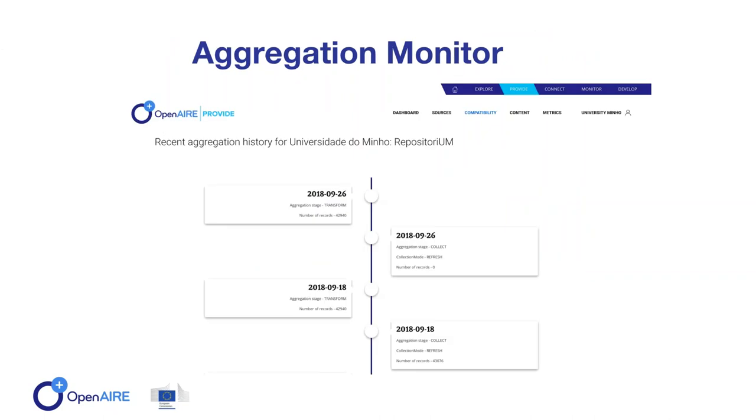And if you visit openaire.eu and you go to provide and you have provided content, then you will see, let's say, a nice graph that shows the history of the process. That yes, this content was collected. Yes, there was a transformation. Yes, again, an update. And so you have a full overview of the process.